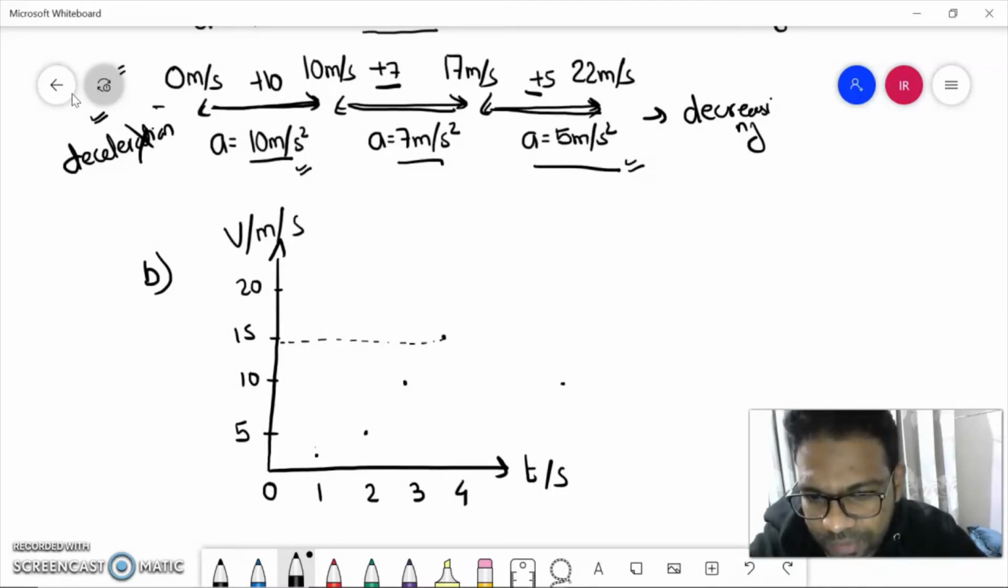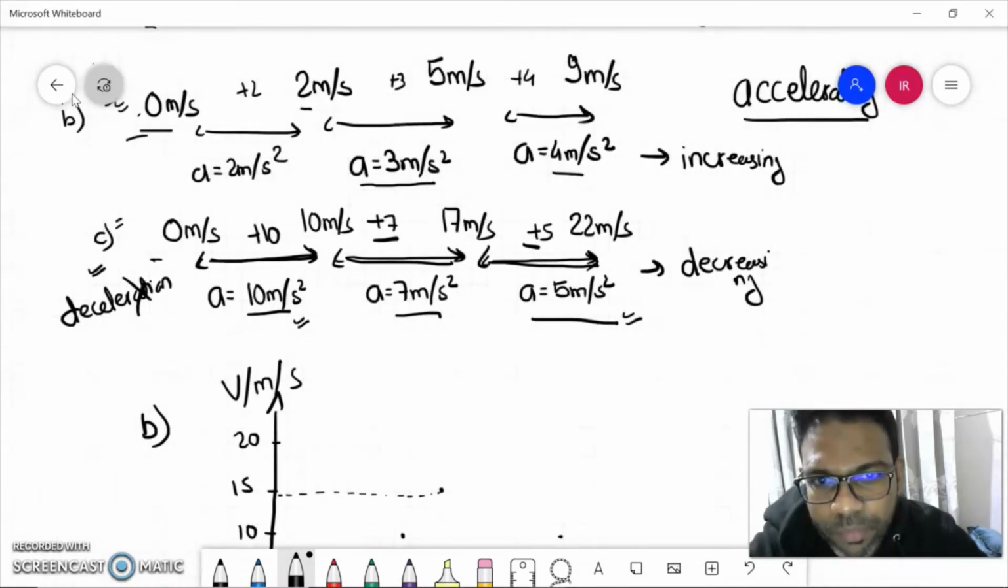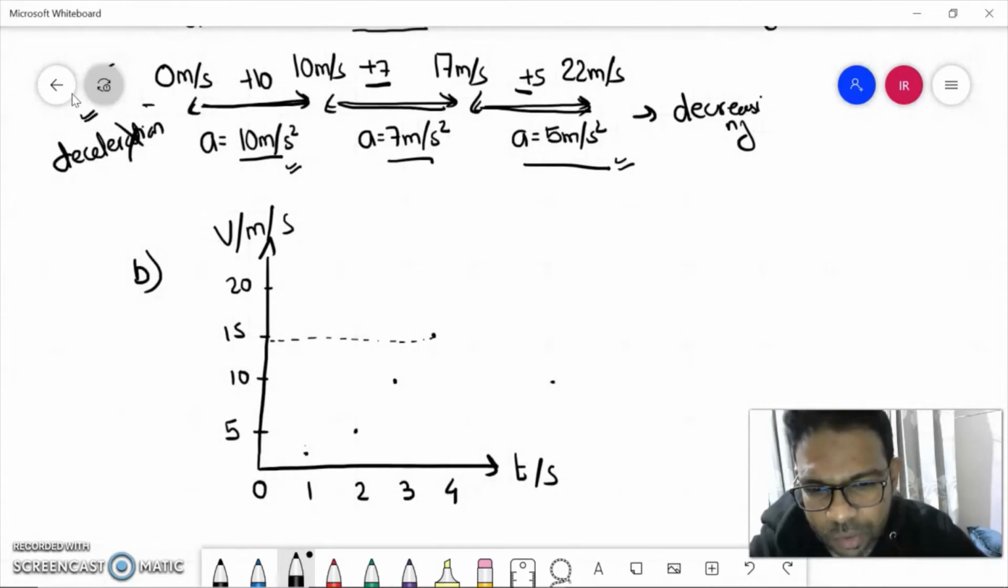So after 1 second, the velocity was 2. After 2 seconds, the velocity became 5, and after 3 seconds it became 9. And let's say after 4 seconds it becomes 14. I haven't drawn the 4th second in the previous diagram, but let's just take the value here, right?